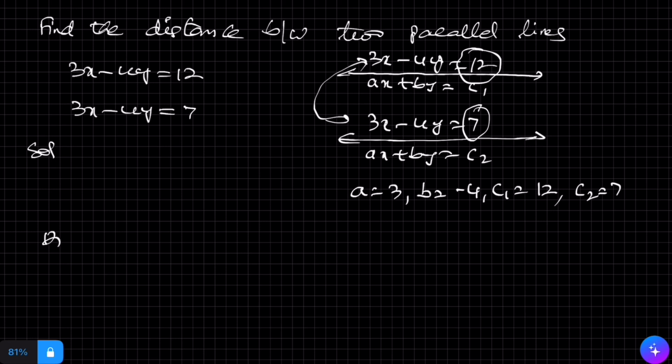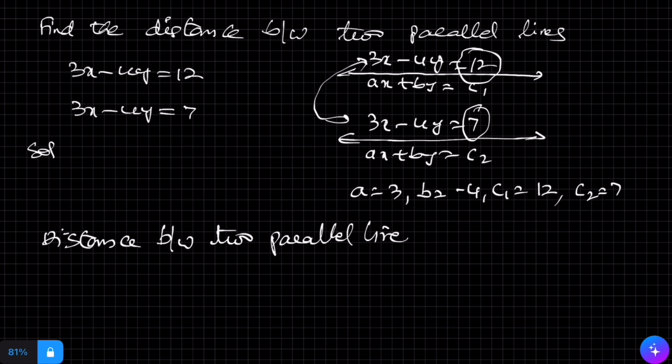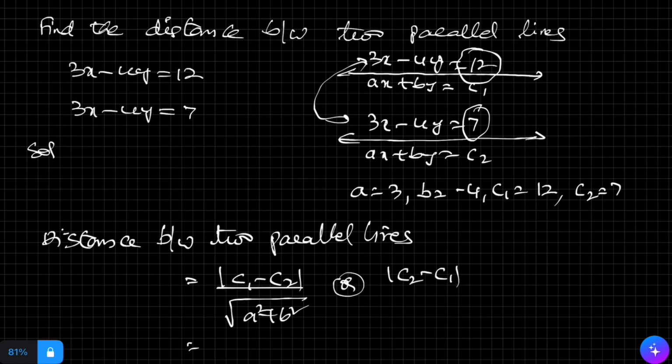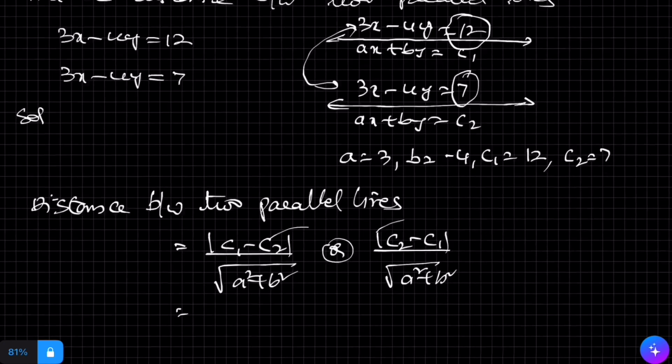Now the distance between two parallel lines can be found by using the formula mod of c1 minus c2 divided by root of a square plus b square. Either you can take this formula, or I can take it like this, mod of c2 minus c1 divided by root of a square plus b square. Both are correct. So let me use the first formula.